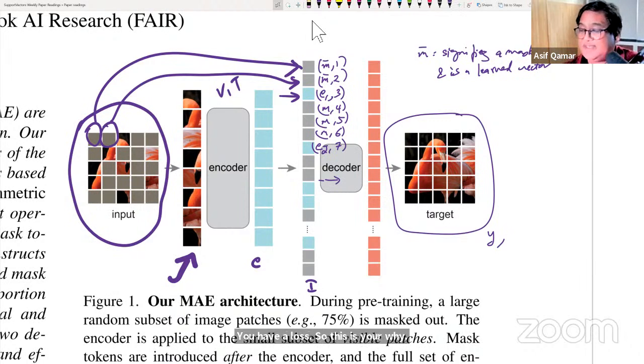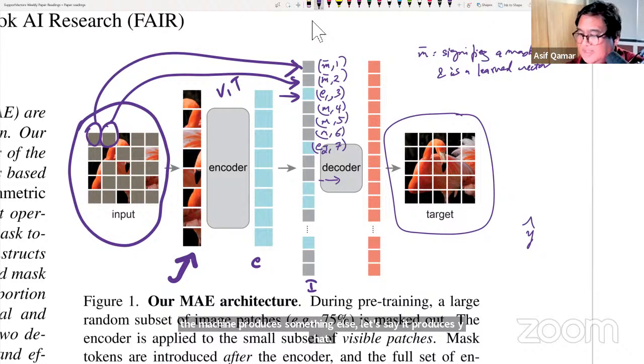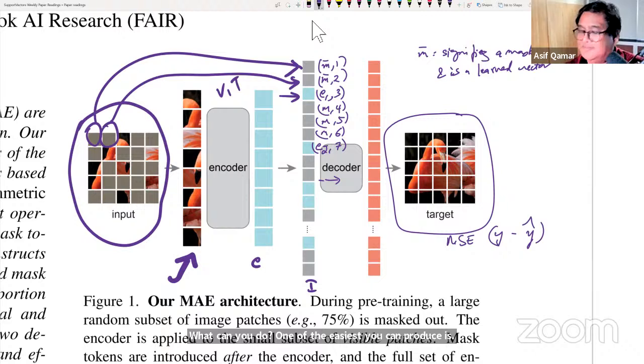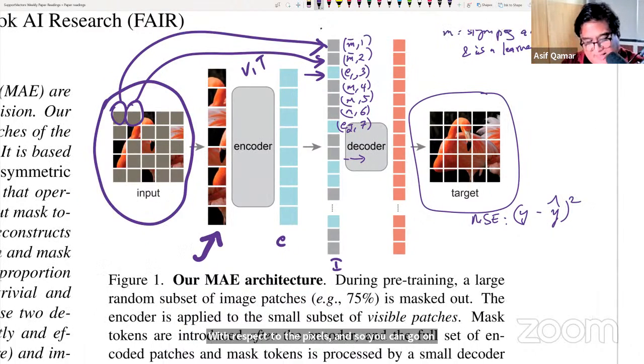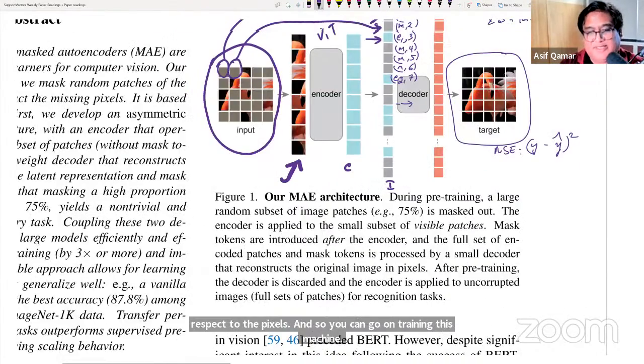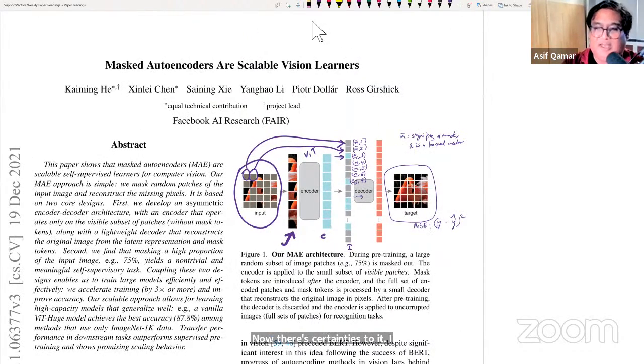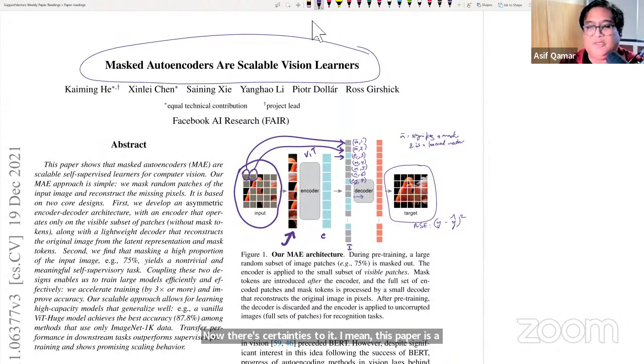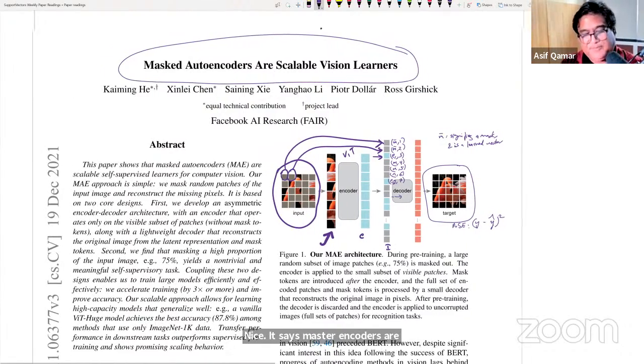This is your Y. If the machine produces something else, let's say Y hat, one of the easiest losses you can use is just the MSE loss with respect to the pixels. And so you can go on training this machine. Now, there are subtleties to it. This is a very interesting paper, and the title is very nice. It says, masked autoencoders are scalable vision learners.